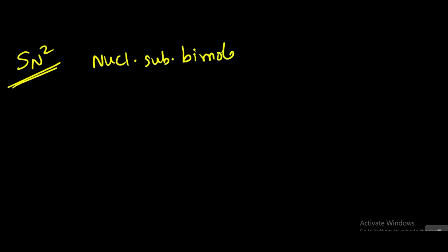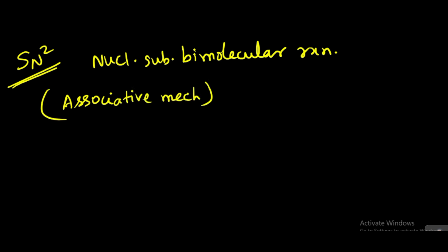Then, let us go for the SN2 reaction. What about the SN2 mechanism? We know that SN2 mechanism is nucleophilic substitution bimolecular reaction. Since SN1 is a dissociative mechanism, SN2 follows an associative mechanism, as you have studied in organic chemistry.